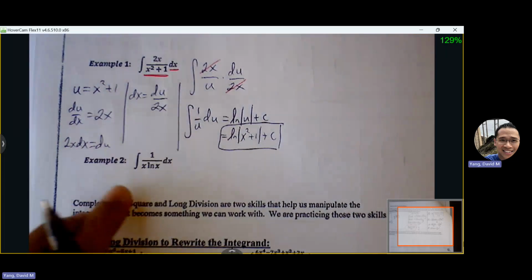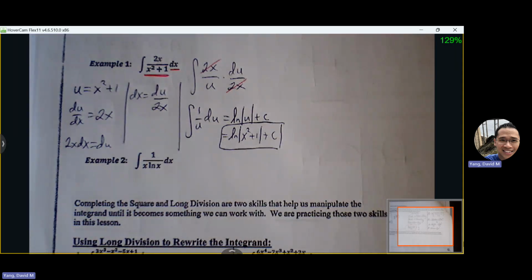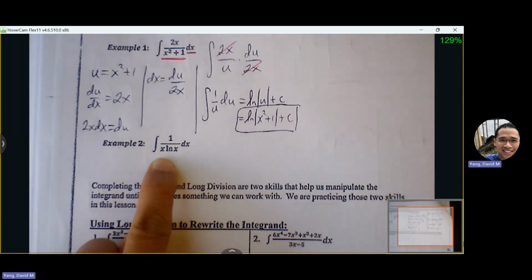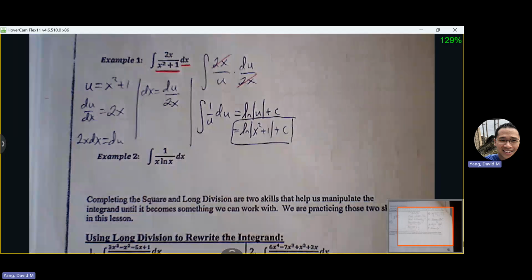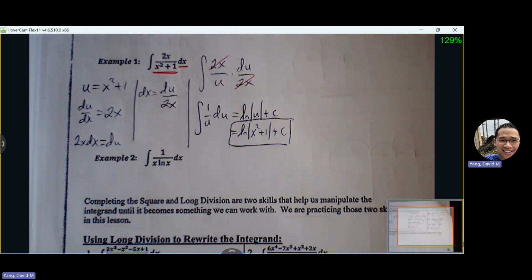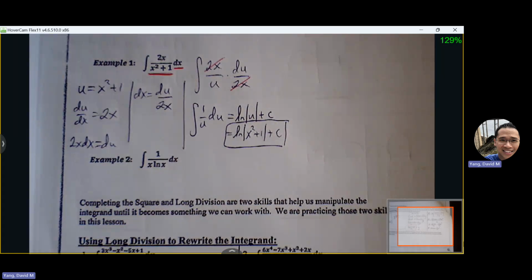Sometimes, though, in example 2, we have problems where the u value is not as apparent, and we have to do a little bit of trial and error, guess and check, to get our way there. First off, we can't do expansion with this one, right? There's too much going on. So we've got to go through substitution. Is the u value going to be just the x? Is it going to be just the natural log of x? Or is it going to be the whole denominator, x natural log of x?